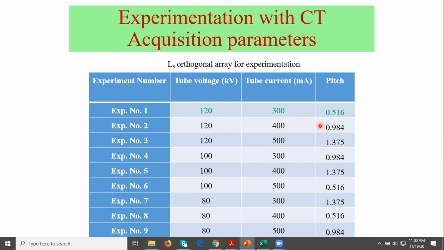It is a fractional factorial design, a half factor. That is the major advantage of this orthogonal array. This is the Taguchi method. Here this is 120, 300, 0.516. These values are based on the manual of the CT scanner vendors. The remaining experiments we also did based on the L9 orthogonal array.